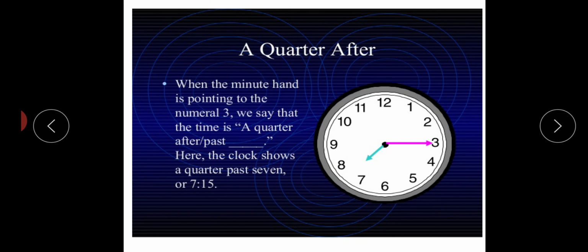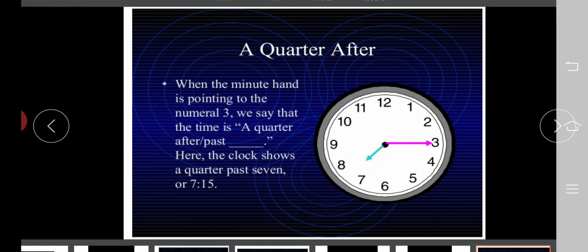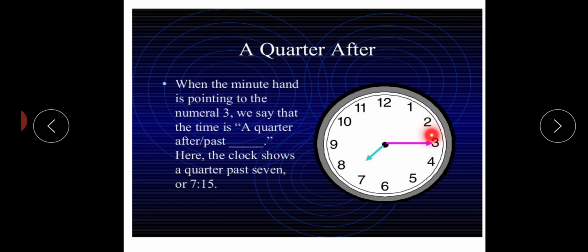Now, when the minute hand is pointing to the numeral 3, we say the time is a quarter past. Here the clock shows a quarter past 7 or 7:15. As I have explained, there are 4 quarters in the clock. So here we can say 15 minutes have been passed, because the minute hand is pointing at 3, where it shows 5 threes or 15. So from 12 to 3 it has completed 15 minutes. So we can say it has completed a quarter past because 15 minutes make 1 quarter.